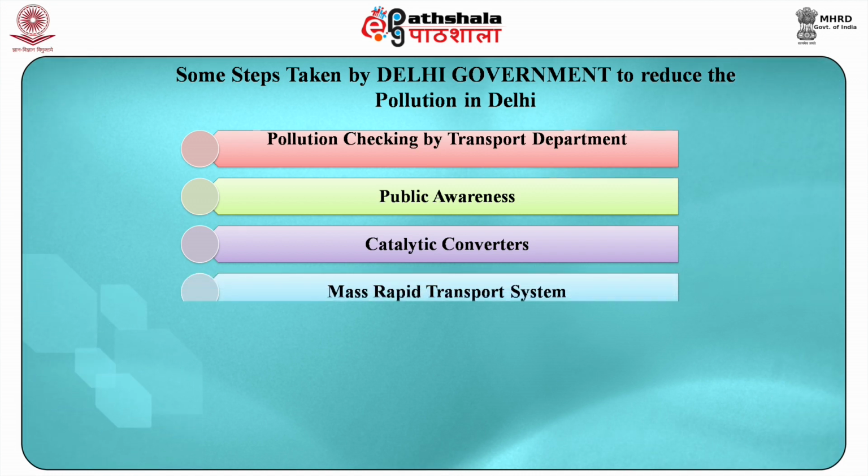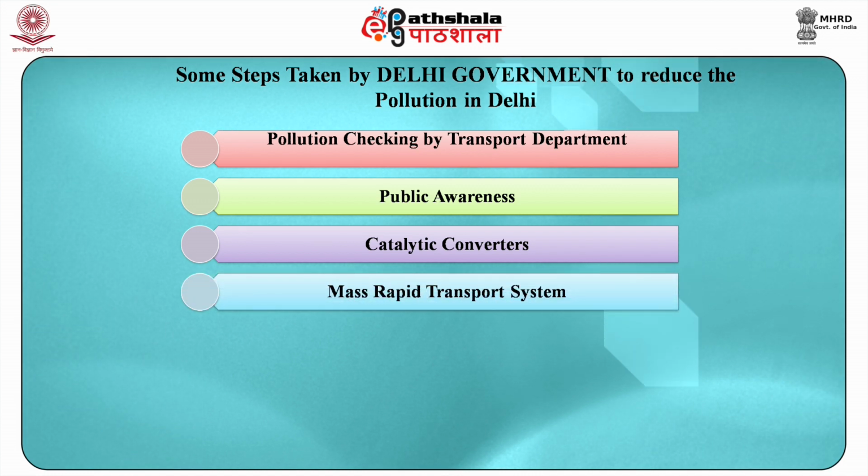If we talk about the mass rapid transport system, it is being constructed with the objective to place a non-polluting, efficient and affordable rail-based mass rapid transit system for NCT of Delhi, duly integrated with other modes of transport. And as an outcome, you are already familiar with the metro rail, which is so effective in reducing the pollution.